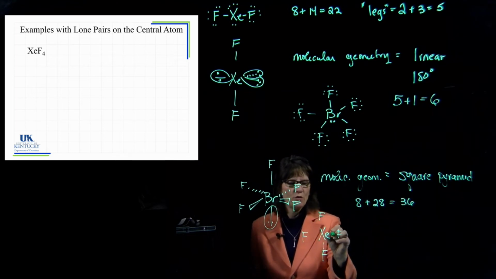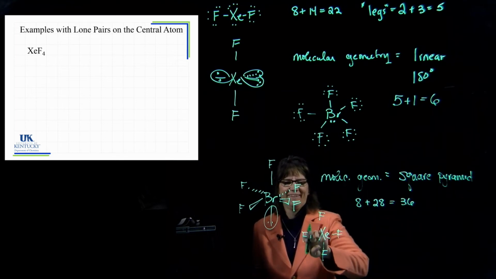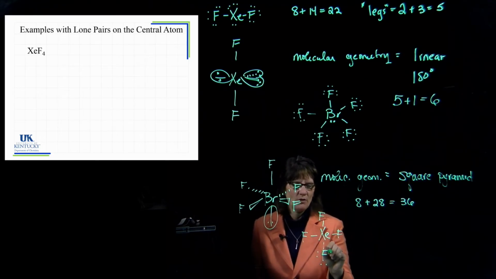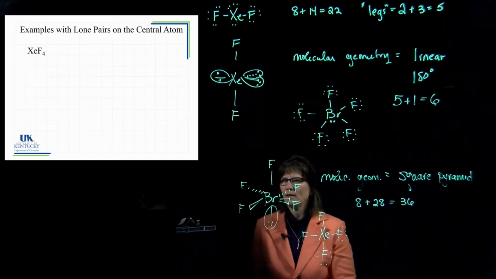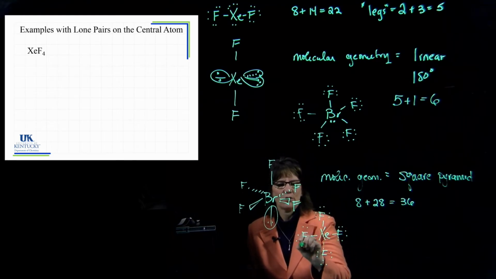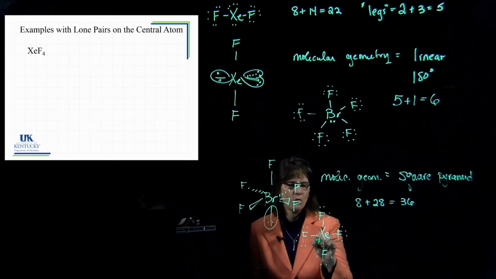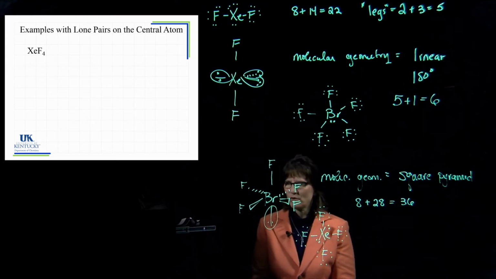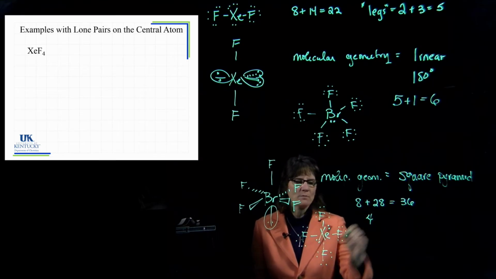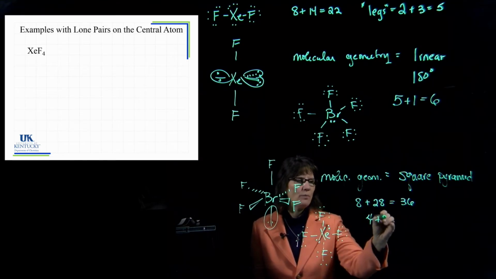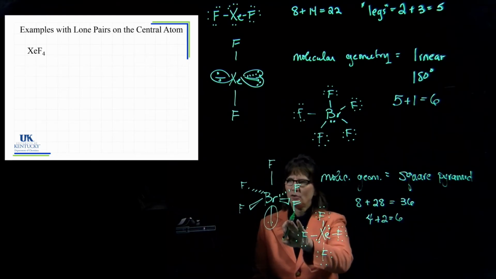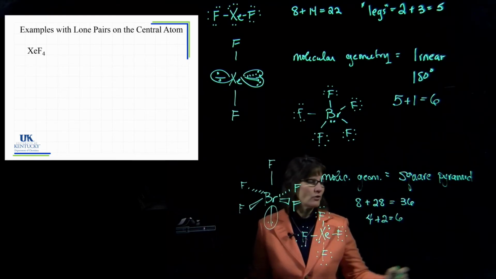We do 2, 4, 6, 8, 10, 12, 14, 16, 18, 20, 22, 24, 26, 28, 30, 32, 34, 36, because I have to put them on the central atom. So now I count legs. I have 4 atoms bonded. I have 2 lone pairs. I'm back to 6 legs. I'm back to the octahedron electron arrangement.